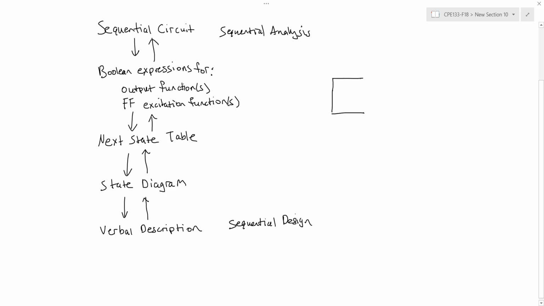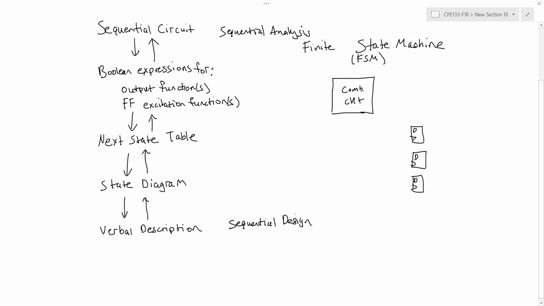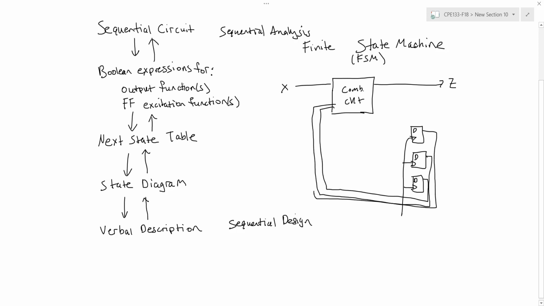Another name for sequential circuit is something called a state machine, or more specifically, a finite state machine, or FSM for short. So our sequential circuit or finite state machine has some combinational logic, some storage elements, and so my combinational logic takes as input the external input X as well as the current state of my sequential circuit, the outputs of my flip-flops, and then generates the inputs to the flip-flops, which will determine the next state, as well as the outputs.